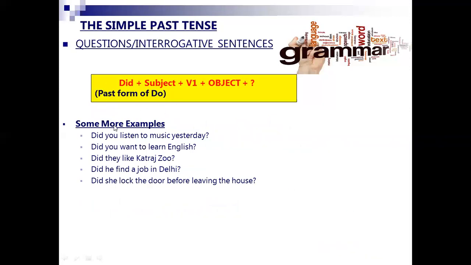Yes. Let's see some more examples. Did you listen to music yesterday? See, I am just using this formula and I'm changing only subject and verbs over here. See, did, subject you, we went, listen to music yesterday? Yes. Did you listen to music yesterday? Did you want to learn English? Did they like Katrina? Did he find a job in Delhi? Did she lock the door before leaving the house?